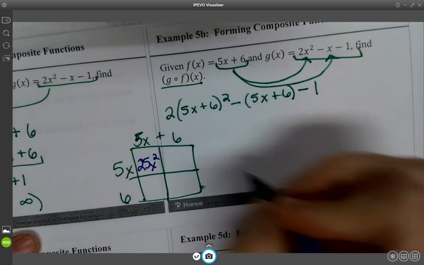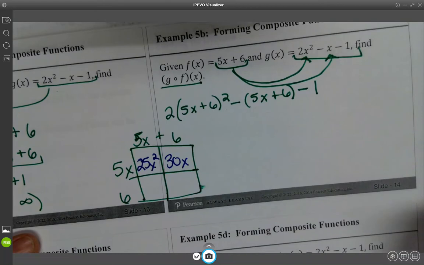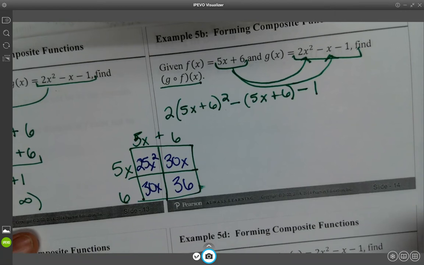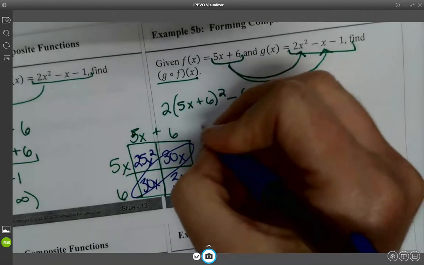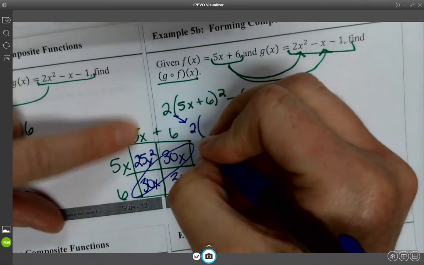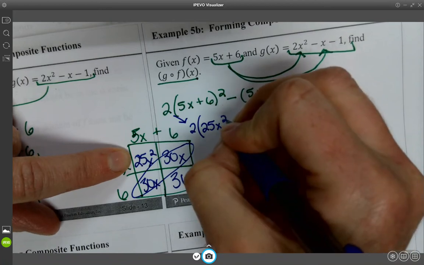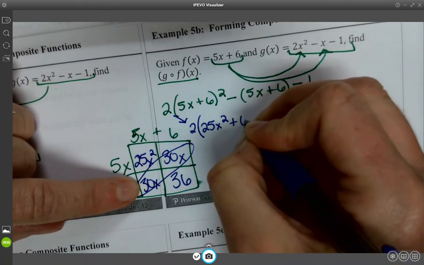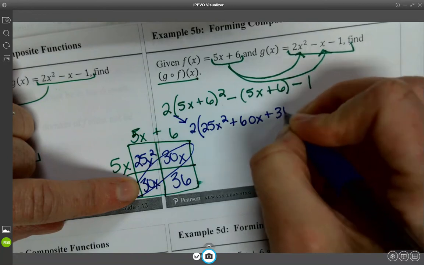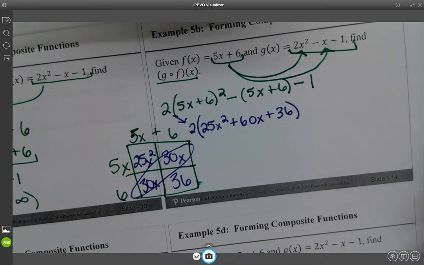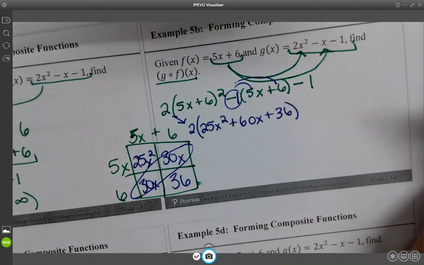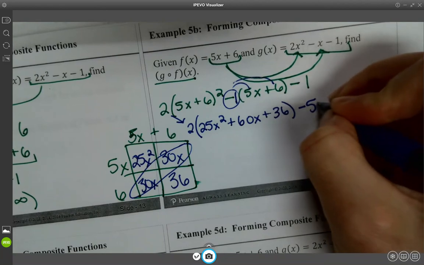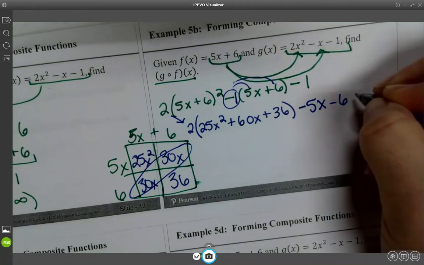25x squared, 30x, 30x, 36. I do want to go ahead and combine these. So it's still 2, because we got to carry that down. We have 25x squared, 30x and 30x makes 60x, plus 36. Okay, and then the next part, this is like a negative 1 that has to be distributed. So it'd be minus 5x minus 6, and then carry down the minus 1.